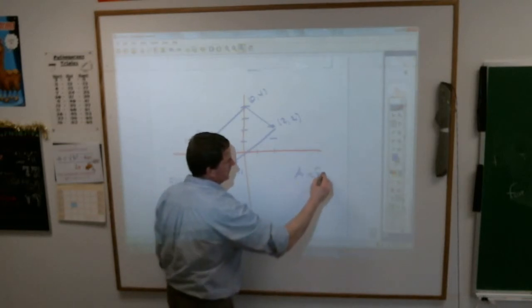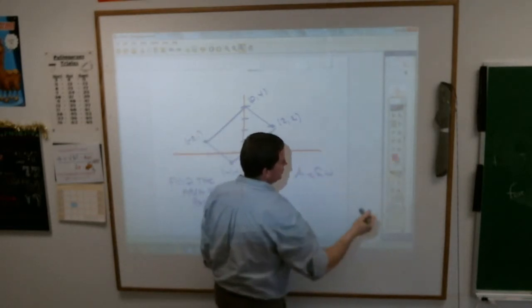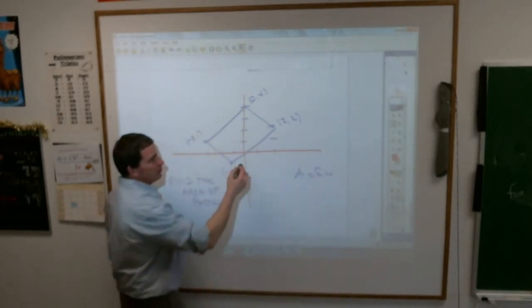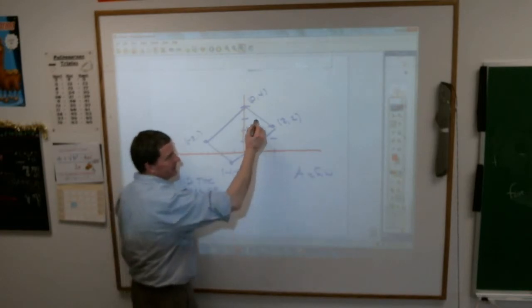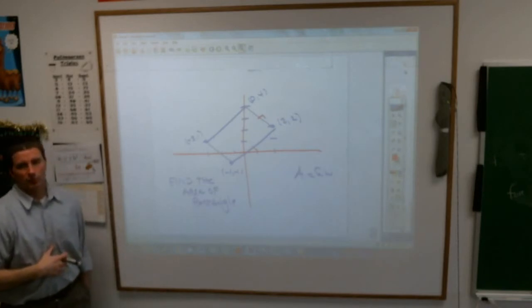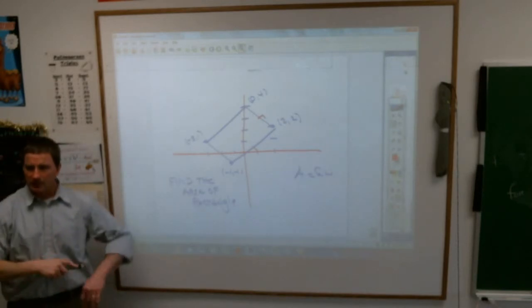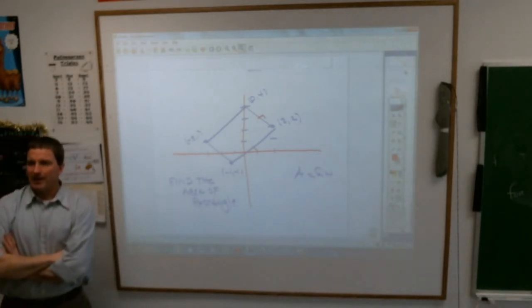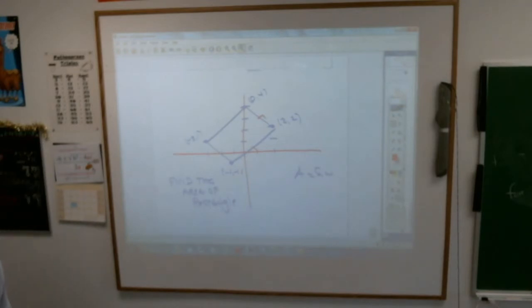Length times width. So in order to do this problem, I need to know what a length is and I need to know what a width is. How do I find the length and the width with that? Jacob, think outside the box here. Do I just guess, as some of you do? No. Guessing will not work. Michael? Anybody? Somebody give me an idea how to find that length and that width.